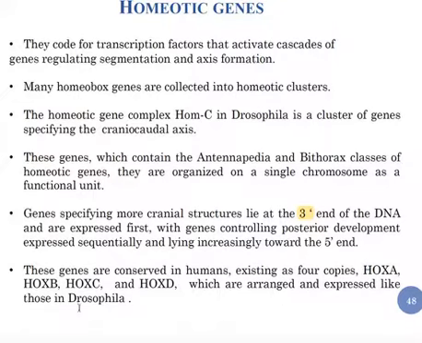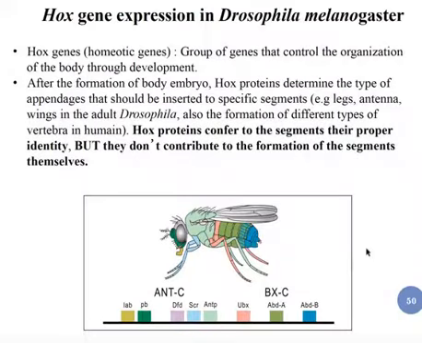We have HOX A, B, C, and D arranged exactly as we have seen in Drosophila and expressed the same way according to their position on the chromosomes. They are contributing to the formation of the anterior-posterior body axis. So here we are going to talk about homeotic genes in Drosophila, since these genes were first discovered in this organism.